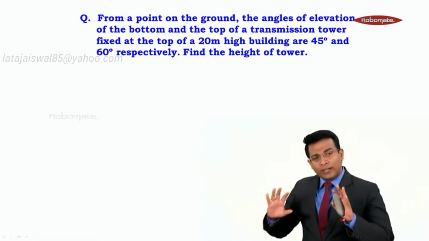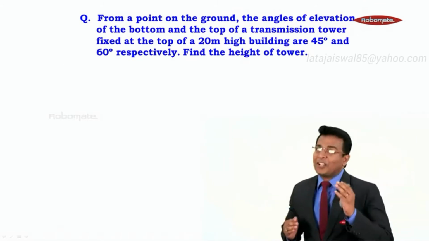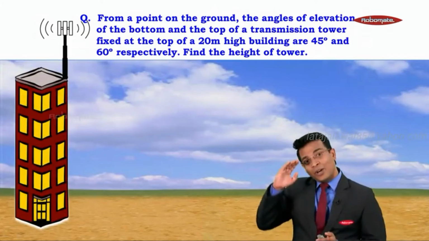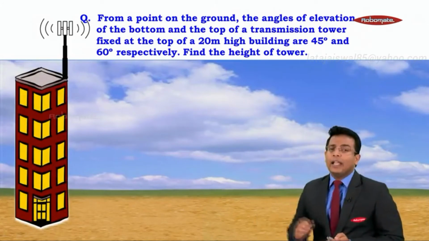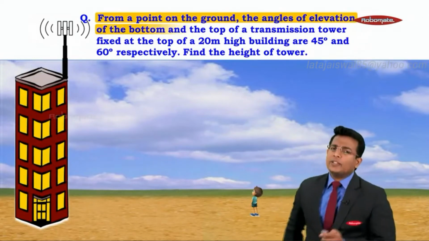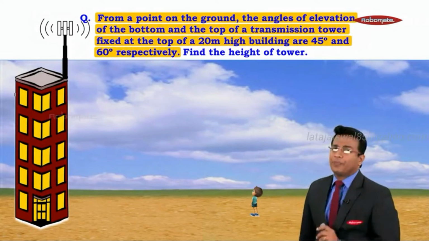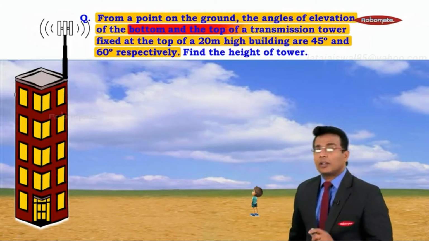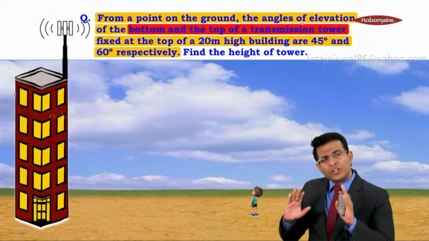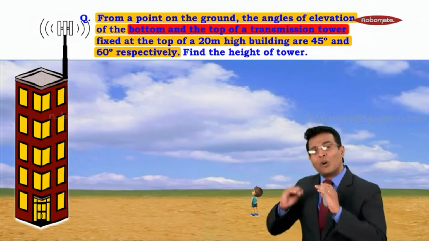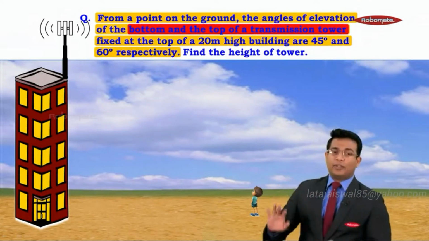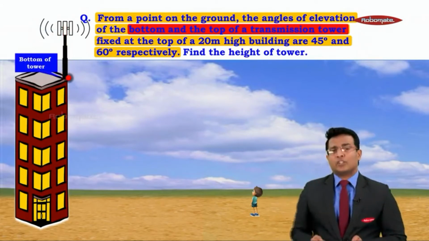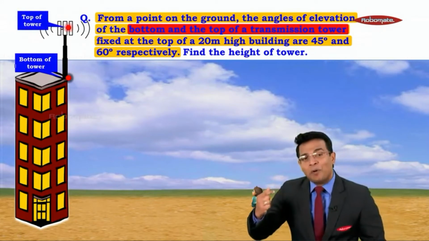Now when you read this sum, you understand one thing, that there's a building and there's a transmission tower. So let's have that first. You see there? So you have a building and you have a transmission tower on the top of that. Let's read the sum again. It says from the point on a ground, the angles of elevation of the bottom and the top of a transmission tower. So the focus is on the transmission tower and on the bottom and the top of that. So let's understand that first. So we have the transmission tower, you can see there. Let's see the bottom of the transmission tower and the top of the transmission tower.